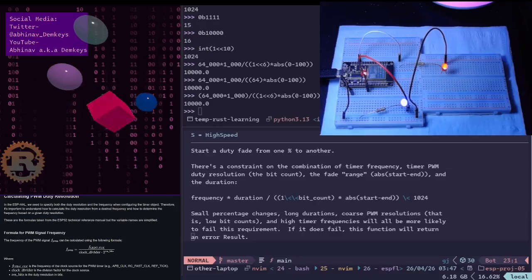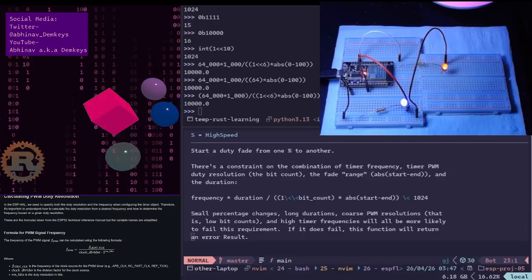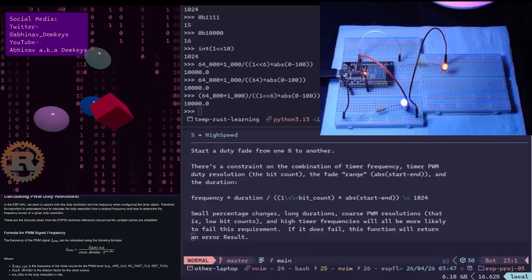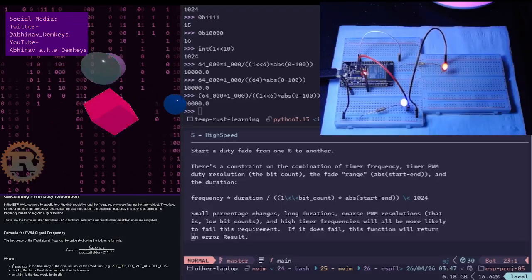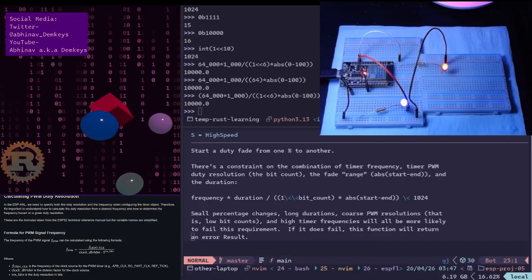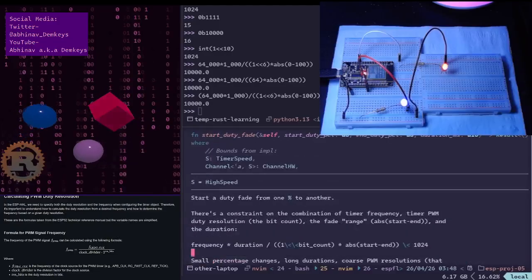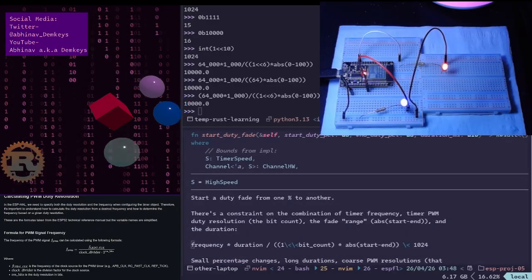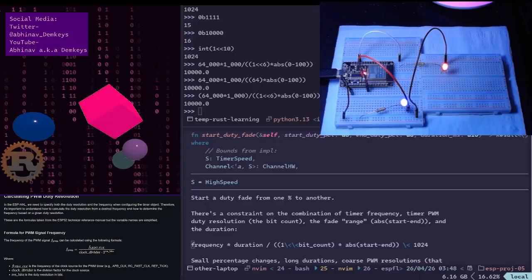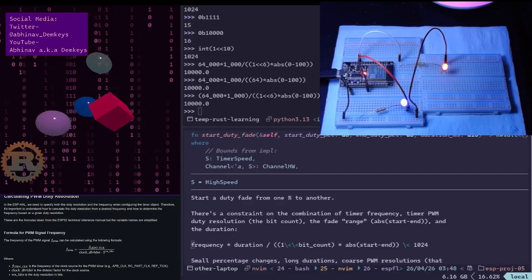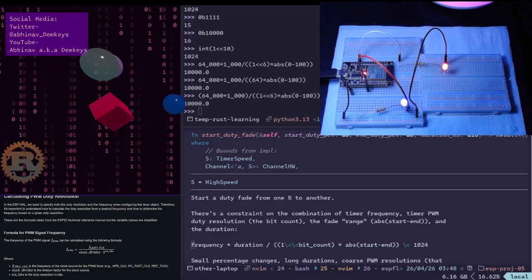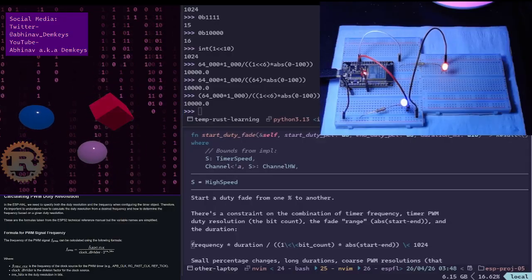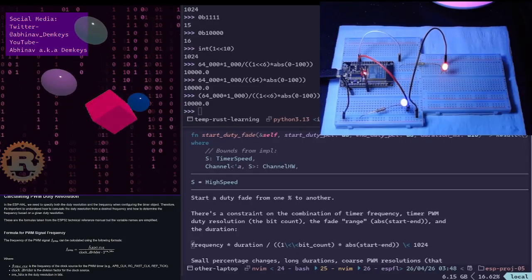There's a constraint on the combination of timer frequency, timer PWM duty resolution, the fade range, and the duration. Okay, all right. Now I did the calculation, and based on the calculation, we fail this requirement. So how is it working then?